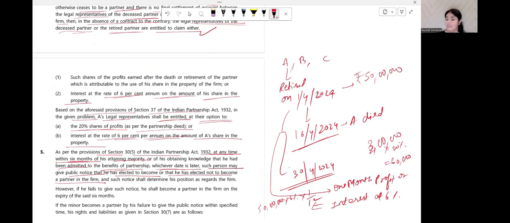Just simply write, in 6 months of attaining the majority or being appointed as the partner for the benefits of the partnership firm, a partner, a minor, has to give a public notice that if he wants to continue as a partner in the firm or if he does not want to continue. And such notice shall determine his position as regards to the firm. So such notice will determine will he be the partner of the firm or not. Okay, give me 1 second.